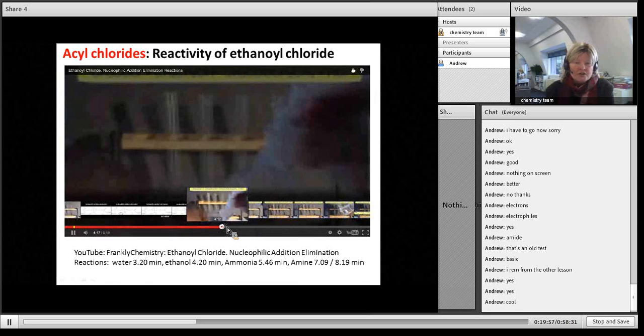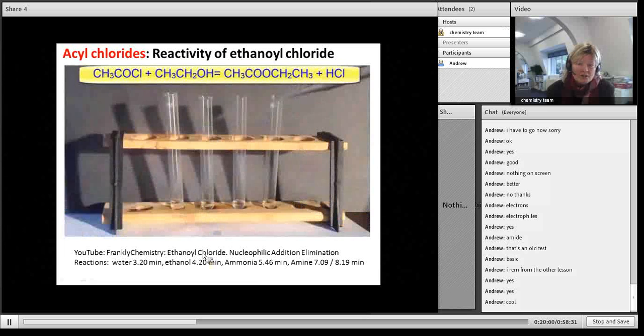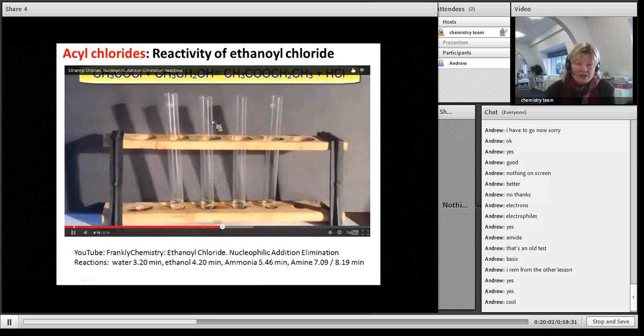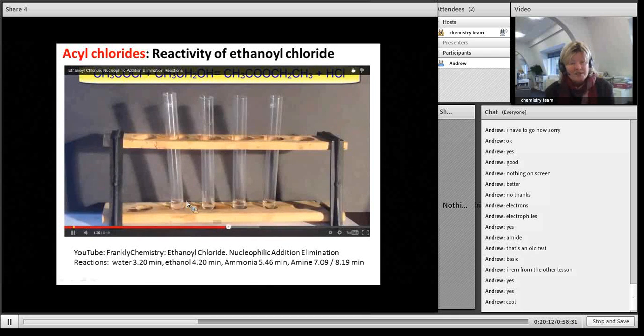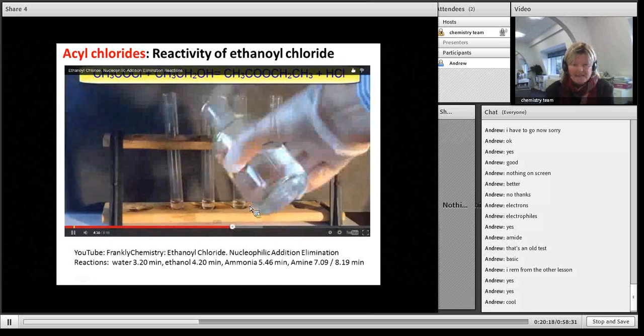Okay, so here now they're adding ethanol. So all of these are containing ethanoyl chloride. And again, can you see how it's spitting? It's very reactive. So it's spitting out. Can you see all the fumes coming out? Those are all the HCl fumes. And because it's so exothermic, there's some steam coming out too, for any water that's in there.